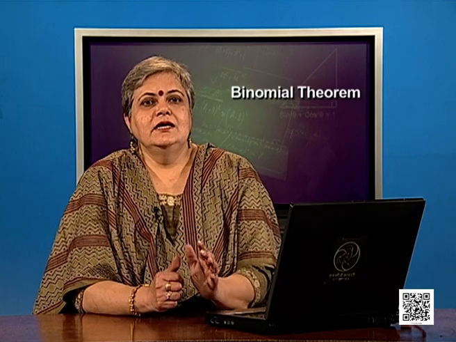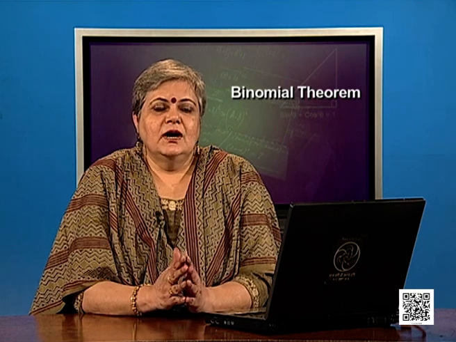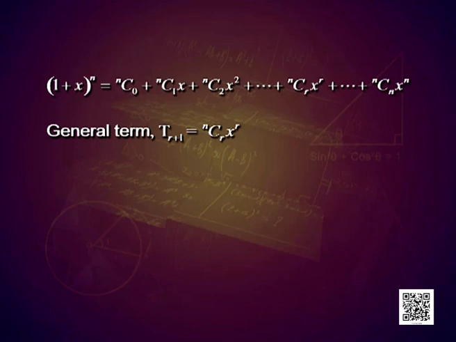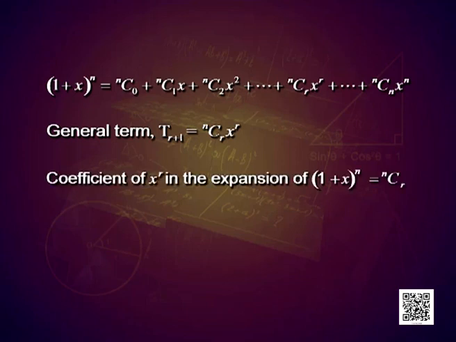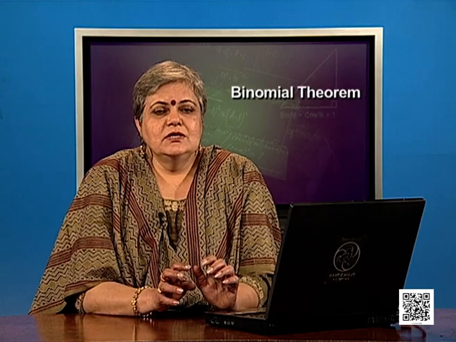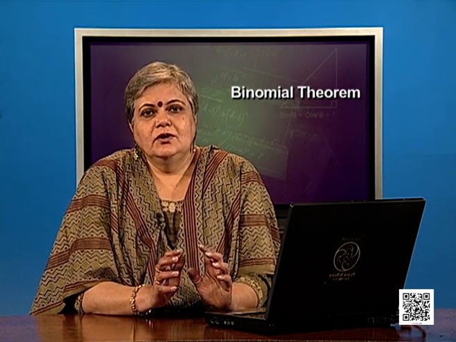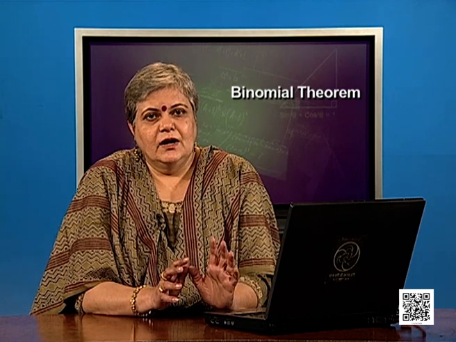Now, the advantage or something special about (1 + x)^n is that its general term T(r+1) looks like nCr x^r. That means, the coefficient of T(r+1), the binomial coefficient of T(r+1), which is nCr, is also the coefficient of x^r. So, there is no other constant number which is contributing to the numerical coefficient of x^r.